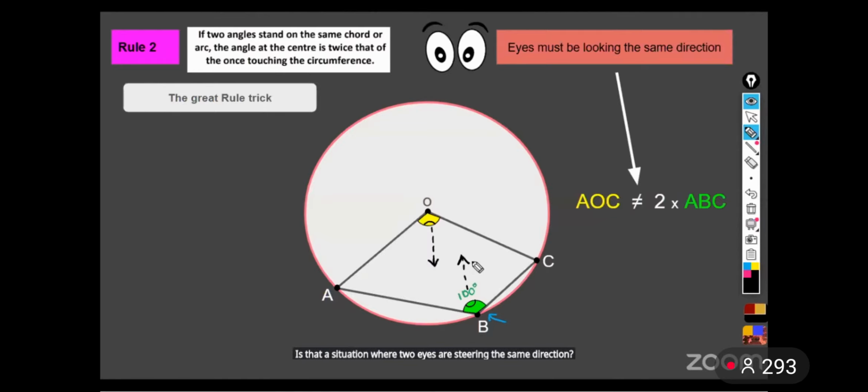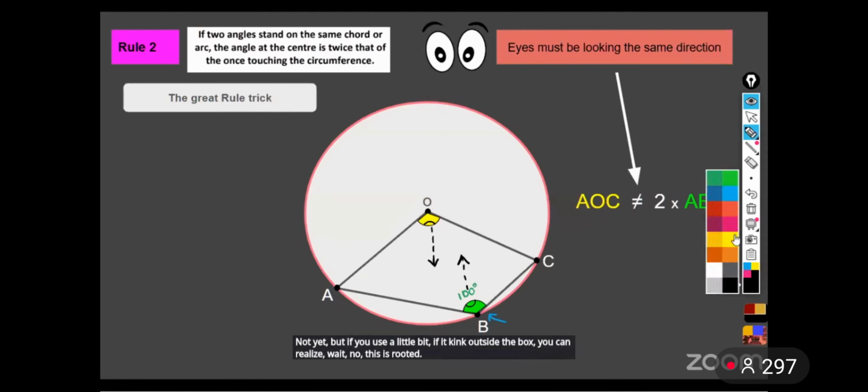To me, that's the complete opposite. That's a case where two eyes look in the complete opposite direction. That is not rule 2. Not yet. But if you think outside the box, you will realize, wait now, this is rule 2. You all remember something from primary school?